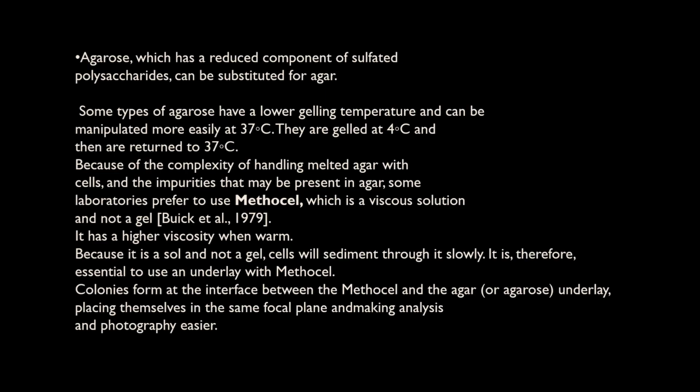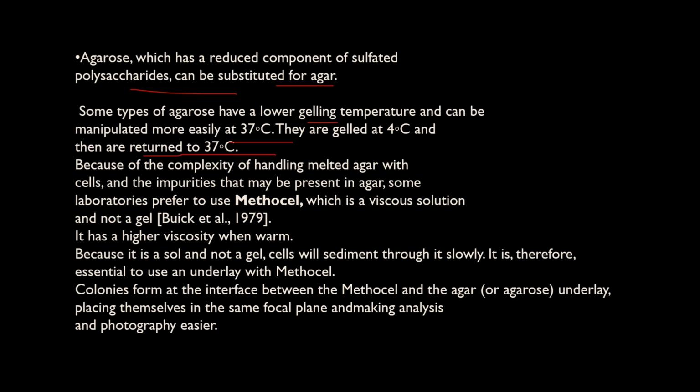So agarose as a reduced component of sulfate polysaccharides can be substituted for agar. Some types of agarose, like low gelling temperature agarose, can be easily obtained, and it can be brought to 37 degrees Celsius. Because of this complexity, the main problem when we're using agar is the temperature. You have to be very careful in keeping the temperature because it hardens soon.